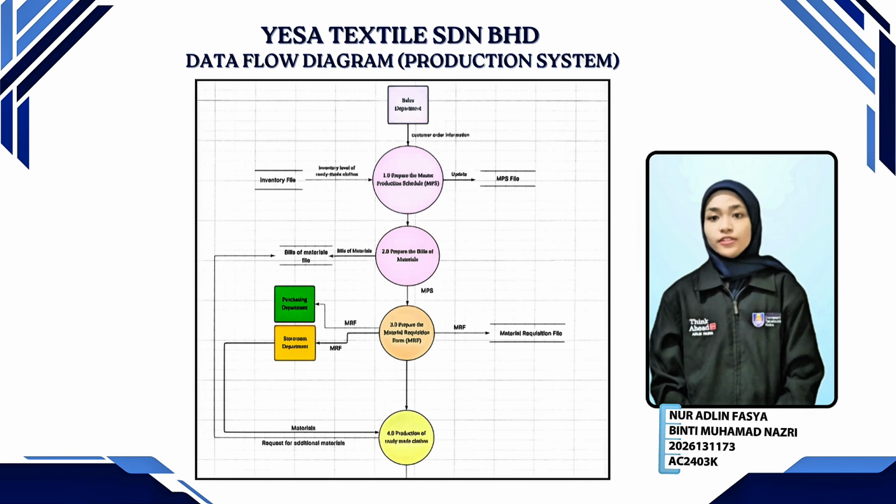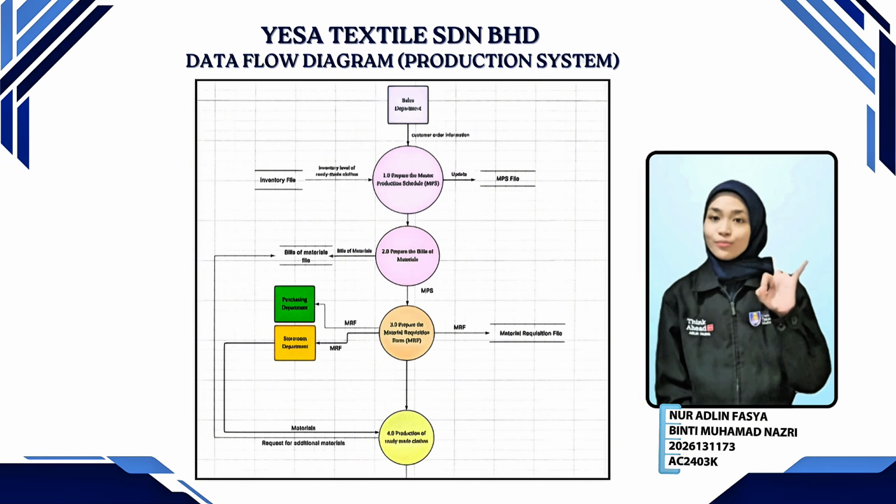In this process, the system determines the types and the quantity of raw materials required for production. The output is the bill of material, which is stored in the bill of material file. This file serves as a record of the material requirement for each production order.